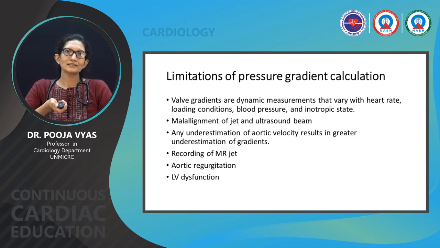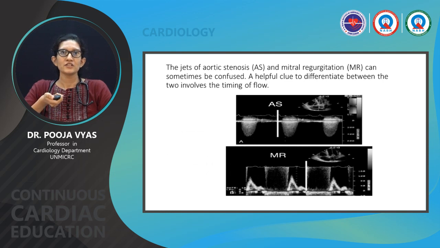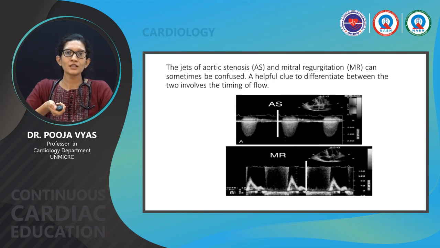Another thing is that we can confuse it with the MR jet due to the similarity in location and direction of the MR and aortic stenotic jet. Misidentification can happen. Here is an image in which the upper one is the aortic stenosis gradient, and the lower one is the mitral regurgitation gradient. The vertical line here represents the end of diastole. We should keep in mind that aortic flow starts after the period of isovolumetric contraction, while mitral regurgitation starts in isovolumetric contraction, and the duration of the mitral regurgitation jet will be longer as compared to aortic stenosis.